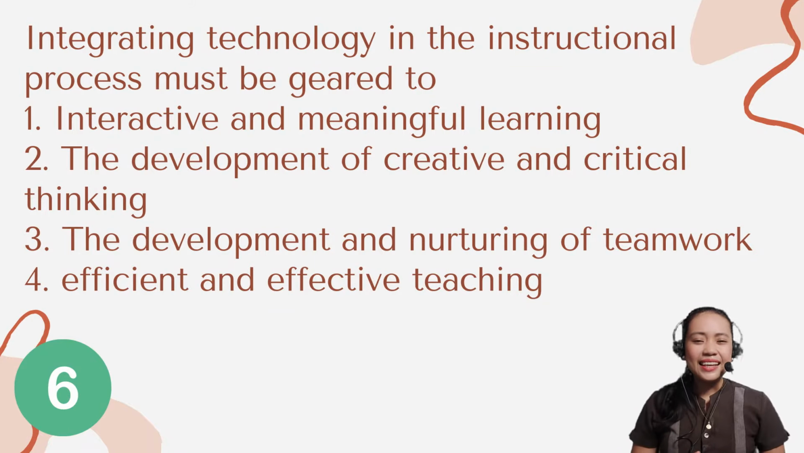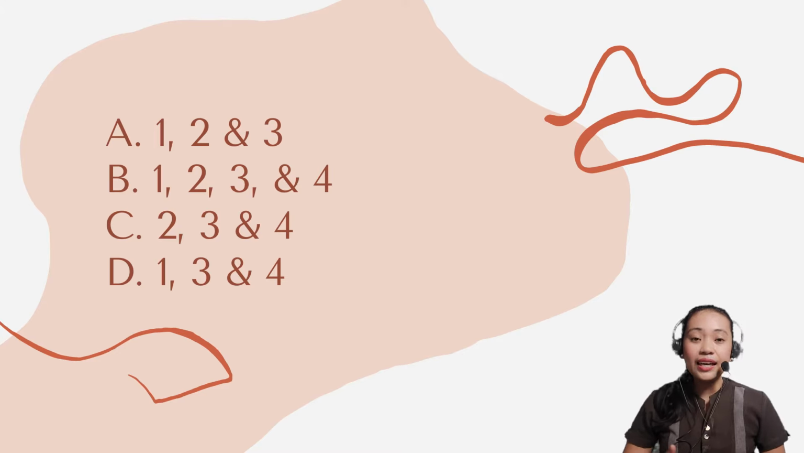Number 6. Integrating technology in the instructional process must be geared to number 1, interactive and meaningful learning. Number 2, the development of creative and critical thinking. Number 3, the development and nurturing of teamwork. Number 4, efficient and effective teaching. Letter A, 1, 2, and 3. Letter B, 1, 2, 3, and 4. Letter C, 2, 3, 4. Or letter D, 1, 3, and 4.